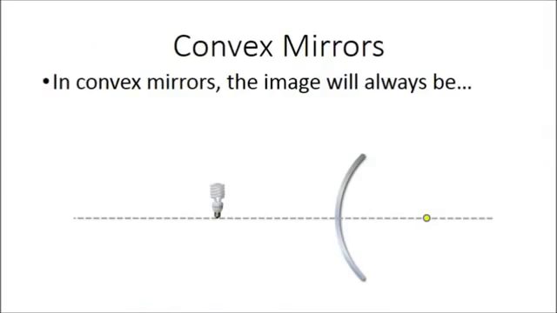Alright, now we're going to take a look at convex mirrors. And convex mirrors are different than concave mirrors because the image is very consistently one thing. So we'll see what that one thing is. We'll start off the way we normally do.